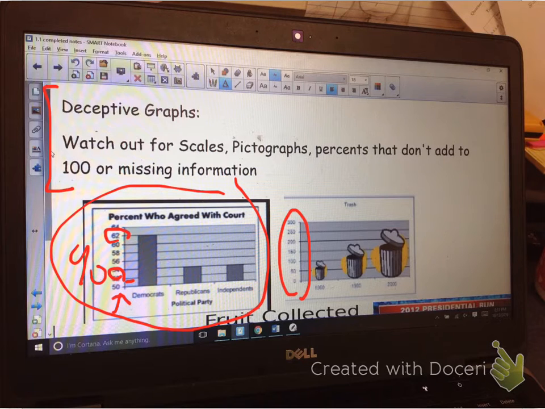The next one here is called a pictograph. If you notice, we're dealing with trash. I don't know all the context to it. But what I want you to look at is, if I would change this to a bar graph, I would make the bar graph look like this.